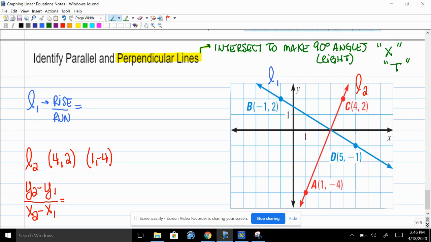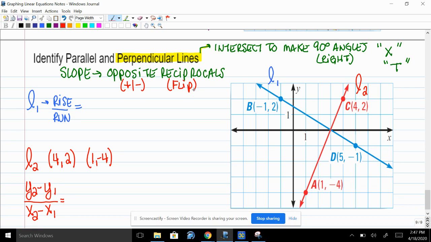All right. Perpendicular lines are different than parallel because obviously these lines cross. These slopes are what we call opposite reciprocals. Okay. Now, when I say opposite, we're talking positive, negative. And when I say reciprocal, we're talking flip. Right. So we're talking flipping the fraction. So they got to be both. They can't just be one or the other. They got to be both.